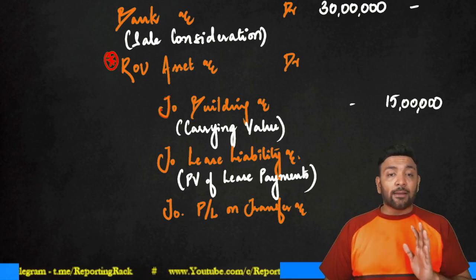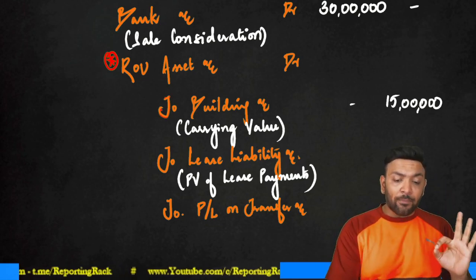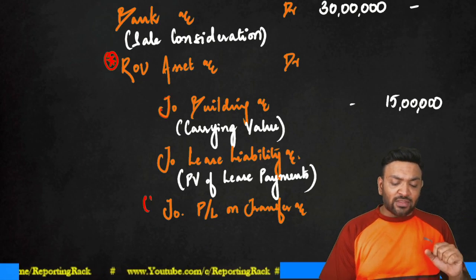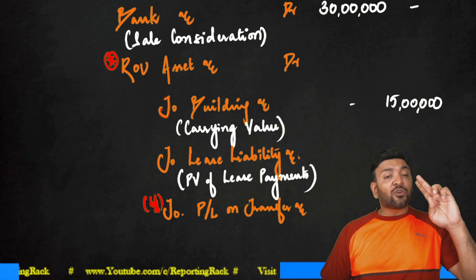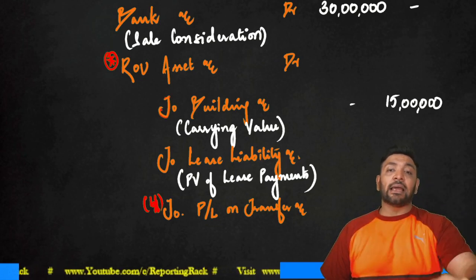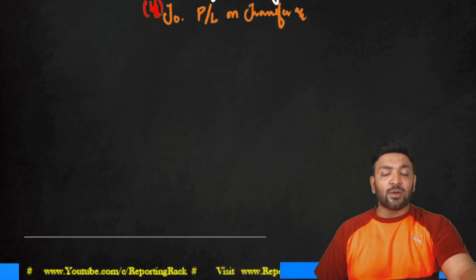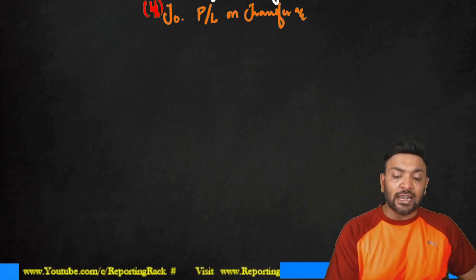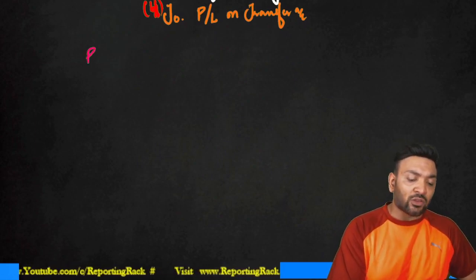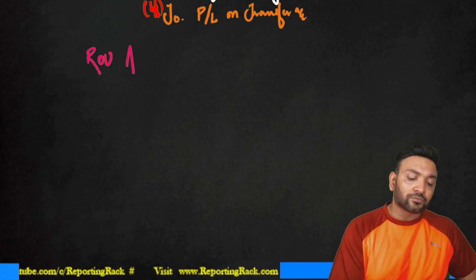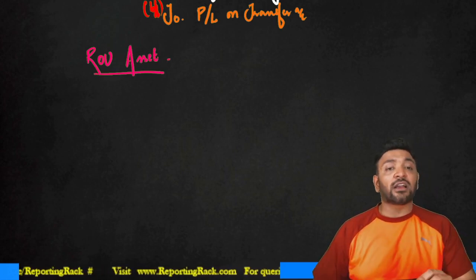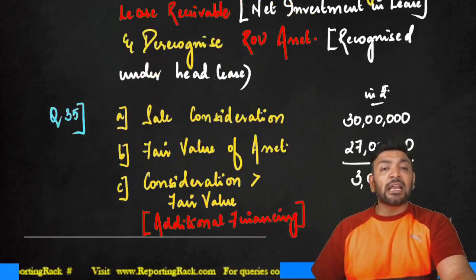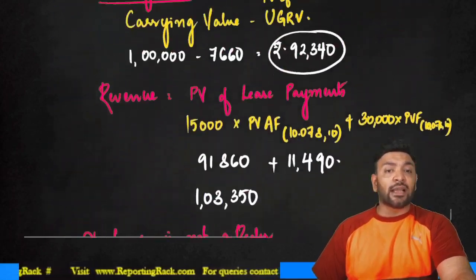Now let's fill up the gaps. Only 3 gaps should be filled up, but out of which one of them is balancing figure, which is the profit or loss. I'll only have to fill up the value of ROU asset and the lease liability. Very simple to fill up these values, guys. First, let us put a heading as ROU asset and write down the value. What is the value of ROU asset to be recognized by the lessee? The seller lessee should recognize up above.